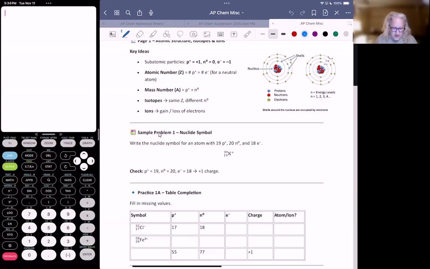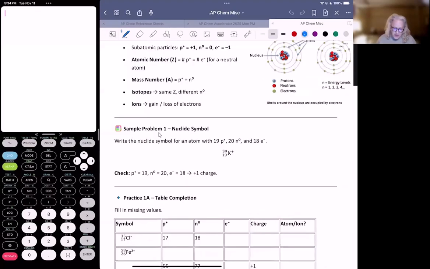Ions, on the other hand, are different from isotopes. An ion is an atom with a charge. So if an atom loses electrons, it's going to be an ion because it has more protons than electrons, so it's going to be positively charged. Whereas if an atom gains electrons, it now has more electrons than protons, so it's going to be negatively charged.